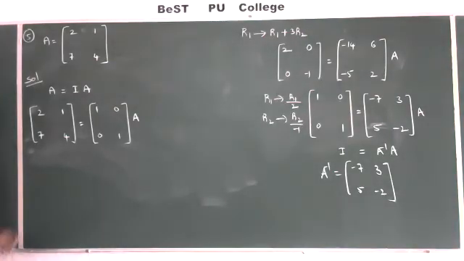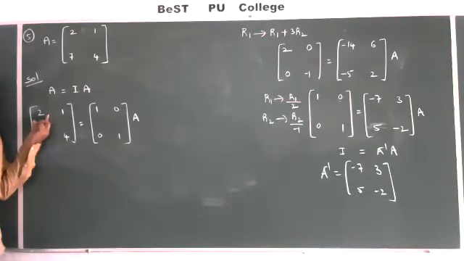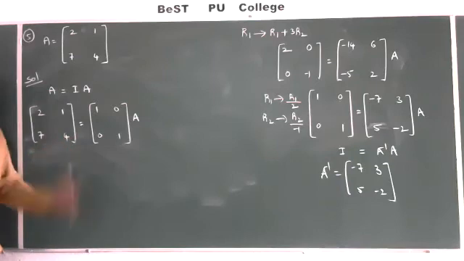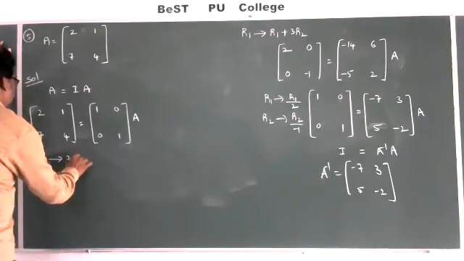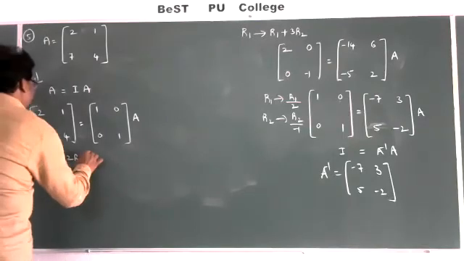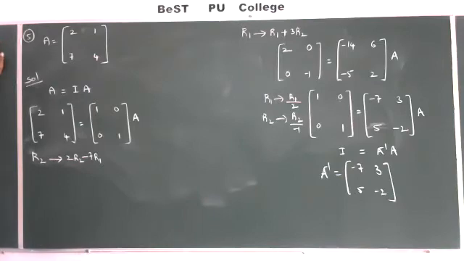So same. First, you make this element 0 by using this element. This is 7, this is 2. Multiplying 2 with 7, 14. 14 minus 14, you get 0. That is R2 goes to 2R2 minus 7R1.